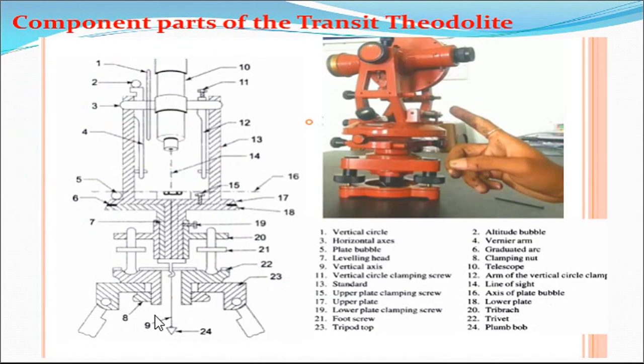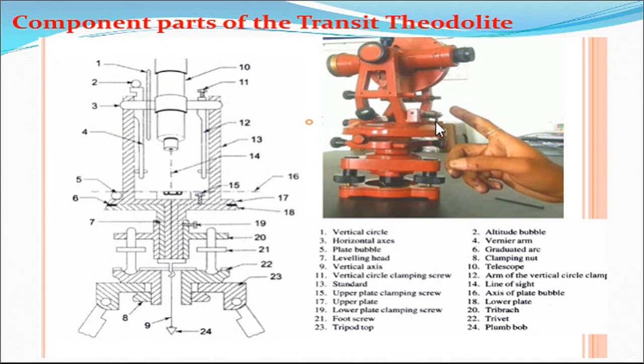Now this is a sketch, a photo which shows the theodolite. You can start from here. One is the vertical circle to measure the vertical angles. Number 2 is the altitude bubble. Number 3 is the horizontal axis, about which the telescope is rotated. Number 4 is the vernier arm. Number 5 is the plate bubble. You can see the plate bubble here.